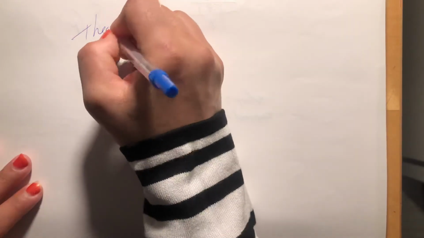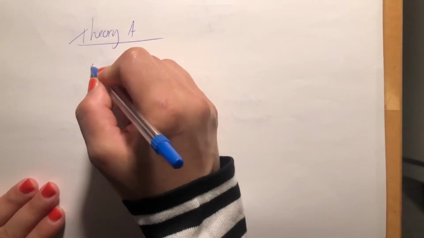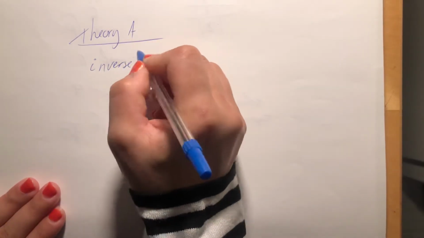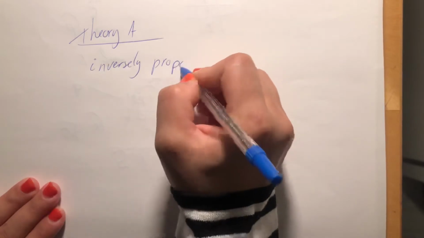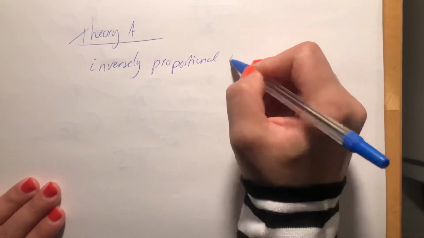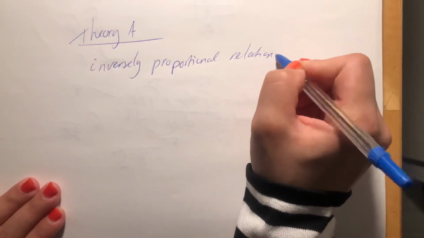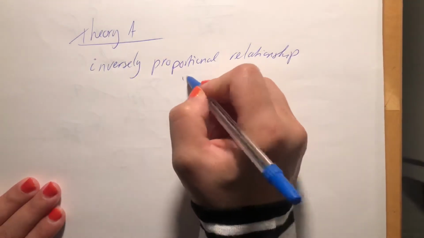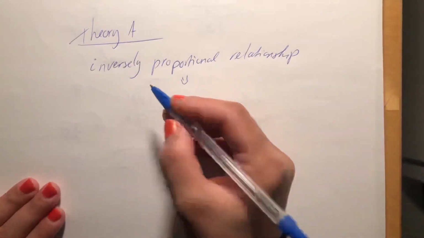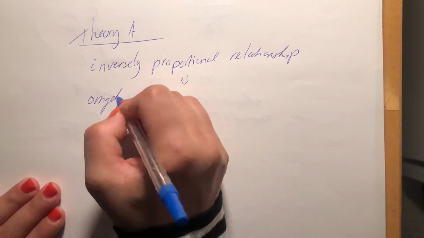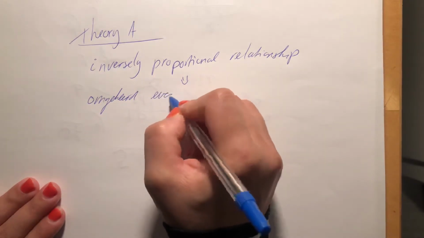Theory A. And you can see an example in exercise 37 of an inversely proportional relationship. So let's write it down, this word, inversely proportional relationship. And that is, in Dutch as you know it for next year, omgekeerd evenredig.